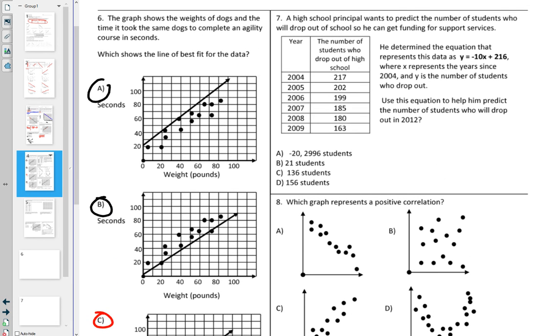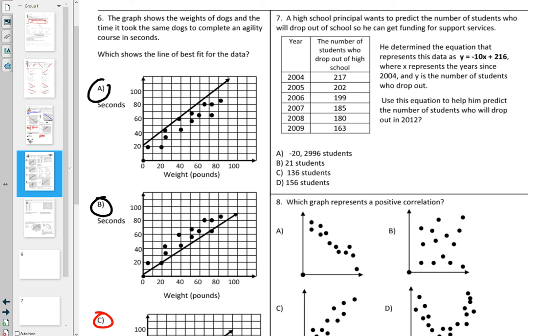Number 7, a high school principal wants to predict the number of students who will drop out of school so he can get funding for support services. He determined that the equation represents this data, so that's good. They've already come up with the equation for us. Use this equation to help him predict the number of students who will drop out.